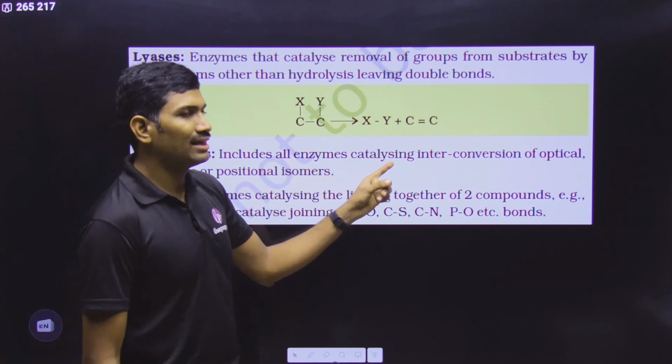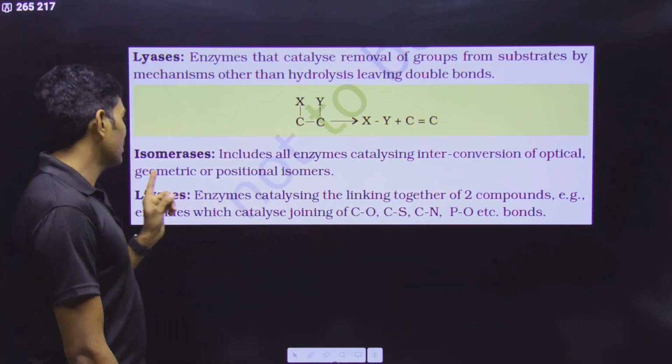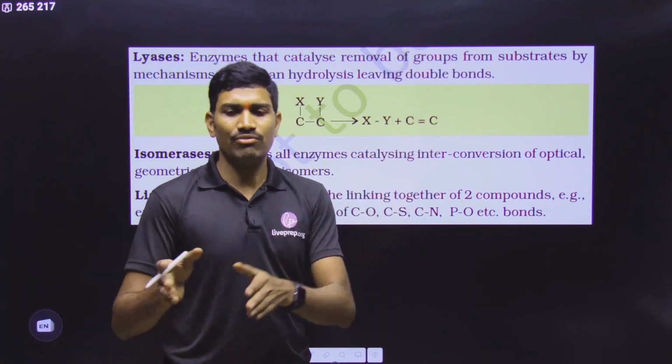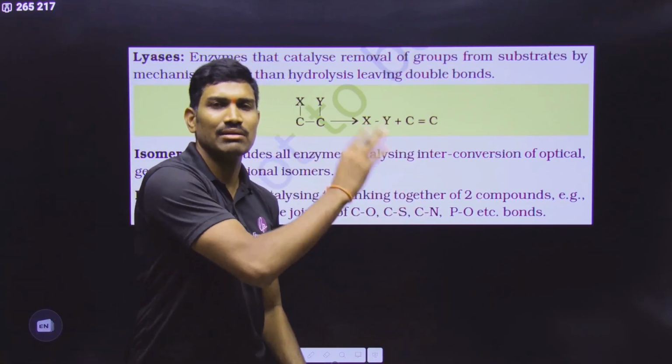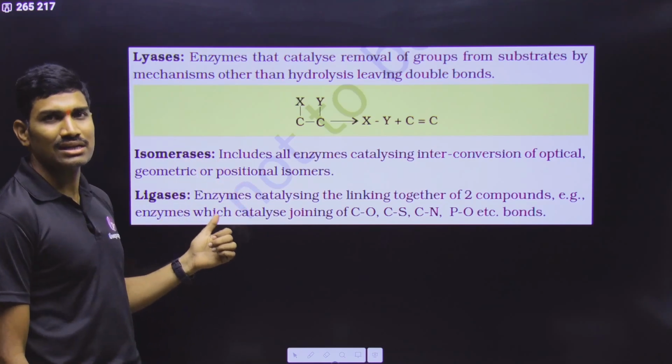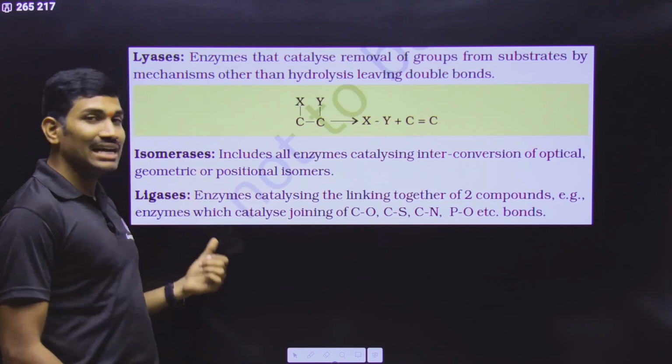So this includes all the enzymes catalyzing interconversion of optical, geometric, positional isomers, any of these. If one form is converted to another isomer, they will come under the isomerases class. Next one, the last class, number 6, that is the ligase, ligation.